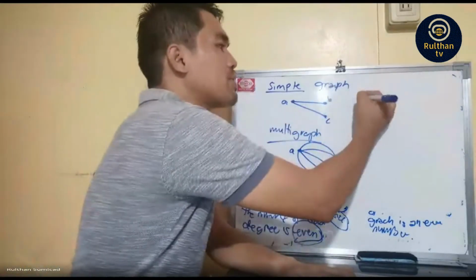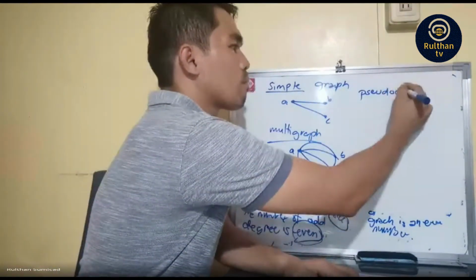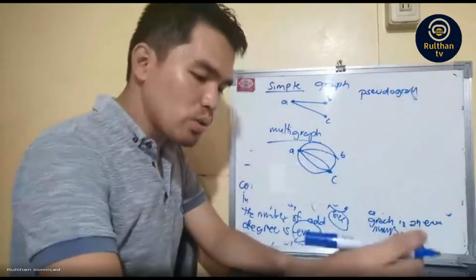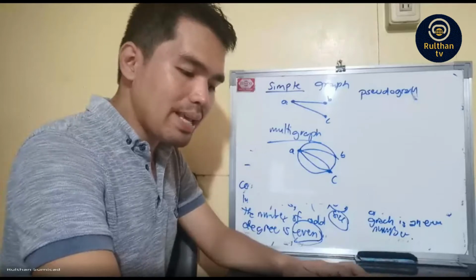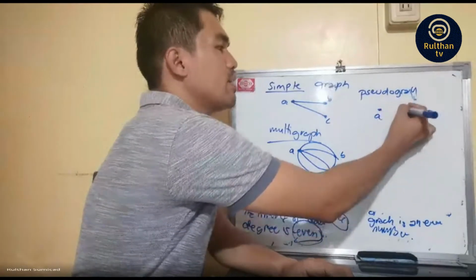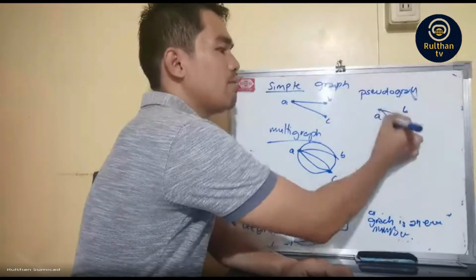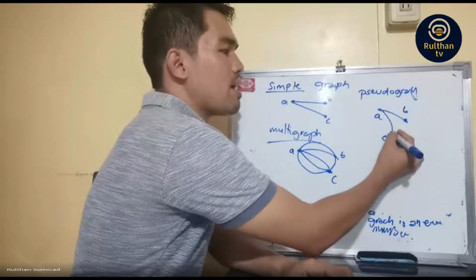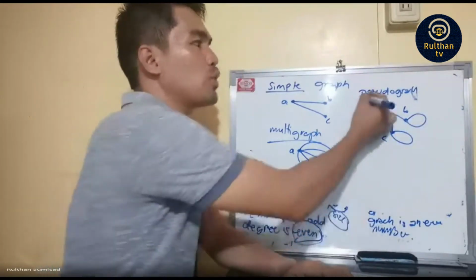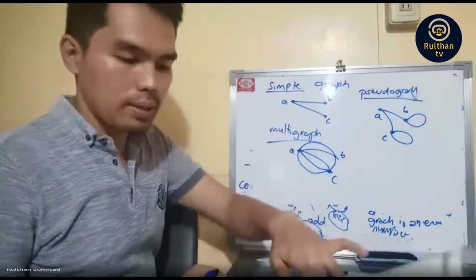We have the next graph, which is the pseudograph. What is a pseudograph? A pseudograph is a graph with at least one loop. For example, if this is A, this is B, connect that one, then I have C here, and then if I have a loop here and a loop here, then this is an example of a pseudograph, meaning a graph consisting of at least one loop.